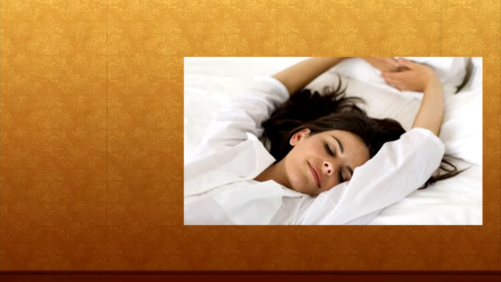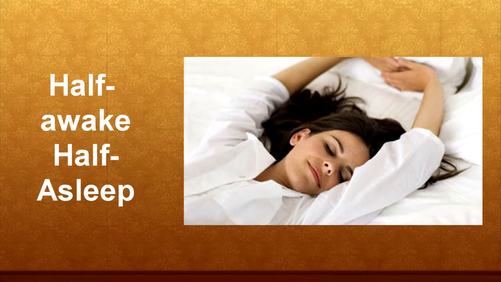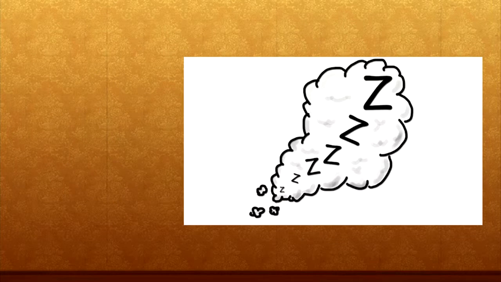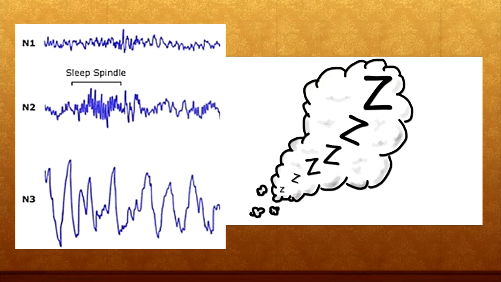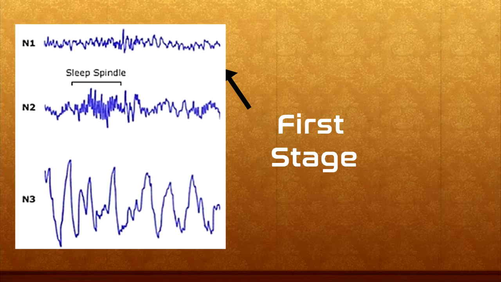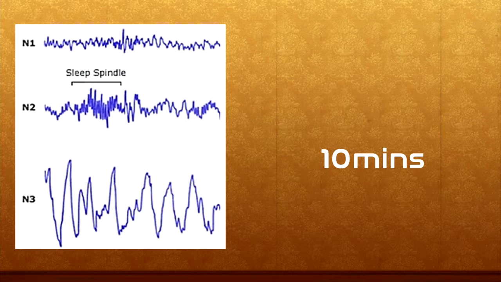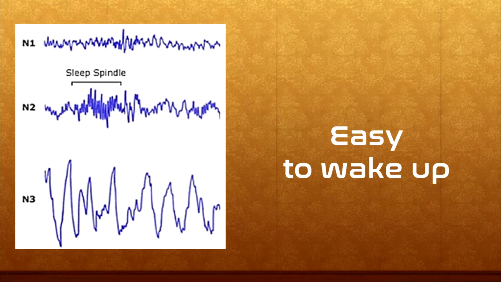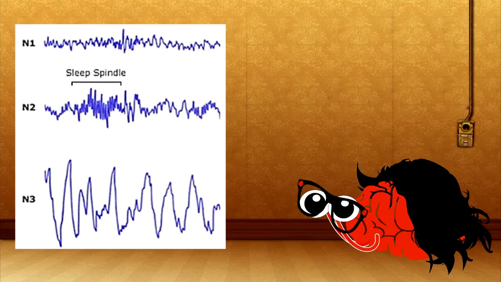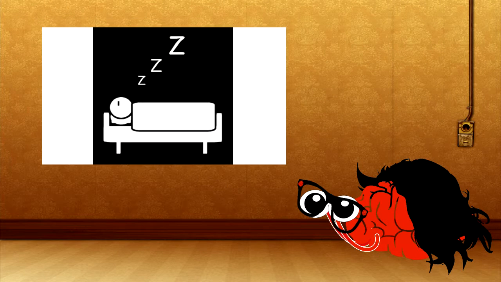In this first stage, we are in between being awake and asleep. It's a transition period where our brain waves go from being fast, like when we are awake, to slow frequencies. This first stage is about 10 minutes long and it's very easy to wake up from it. In fact, if you are awoken during this time, you will think you never fell asleep.